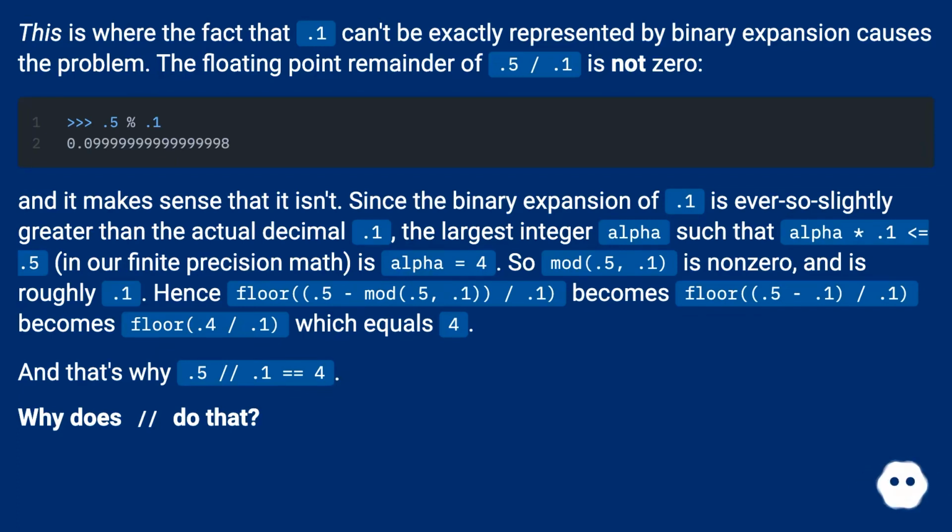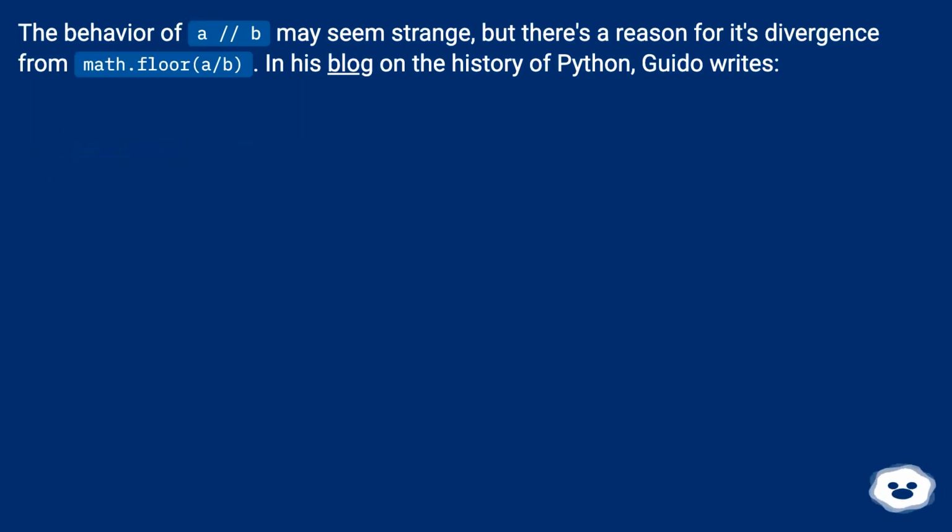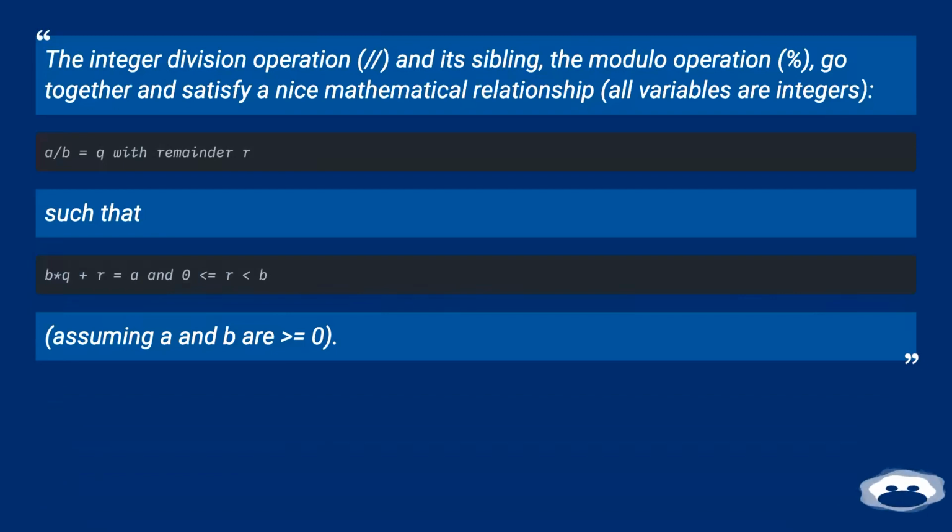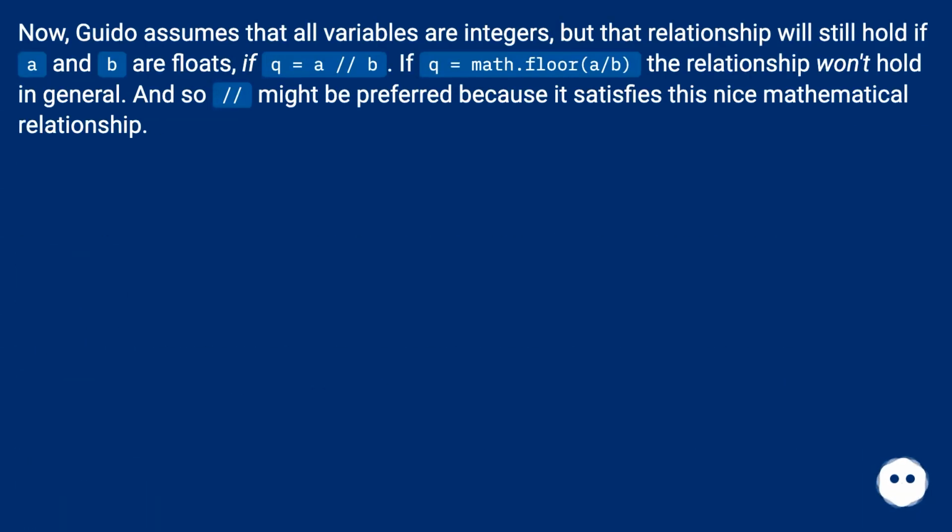Why does // do that? The behavior of a//b may seem strange, but there's a reason for its divergence from Math.floor(a/b). In his blog on the history of Python, Guido writes, the integer division operation, //, and its sibling, the modulo operation, %, go together and satisfy a nice mathematical relationship, where all variables are integers, such that, assuming a and b are more than or equal to 0. Now, Guido assumes that all variables are integers, but that relationship will still hold if a and b are floats, if q equals a//b. If q equals Math.floor(a/b), the relationship won't hold in general. And so // might be preferred because it satisfies this nice mathematical relationship.